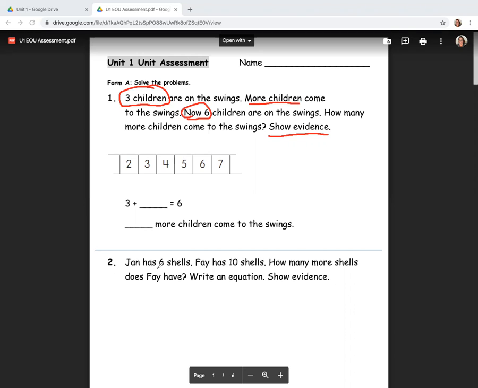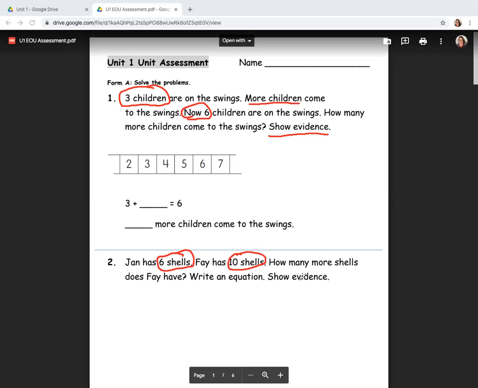Jan has 6 shells. Faye has 10 shells. How many more shells does Faye have? Write an equation. Show evidence. So you need to think about what Jan has and what Faye has and draw a picture. Write an equation. You're going to figure out how many more shells Faye has than Jan.